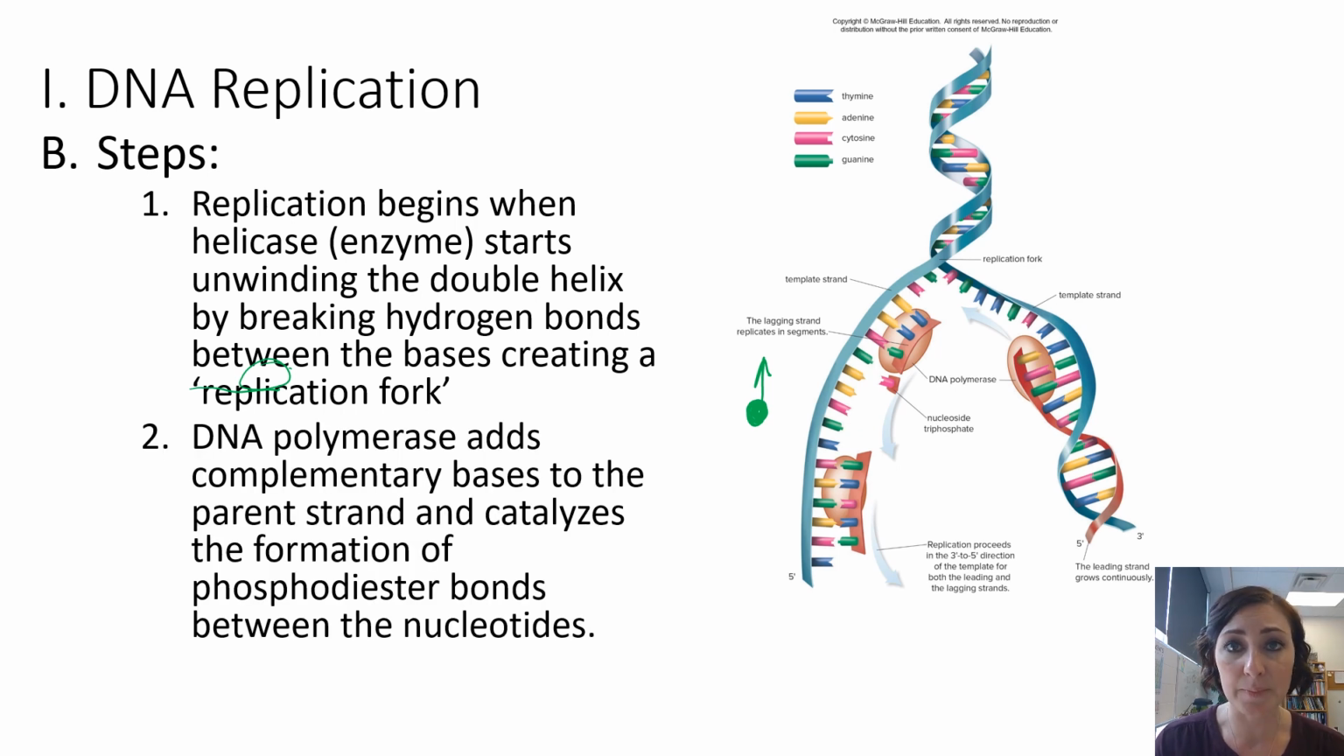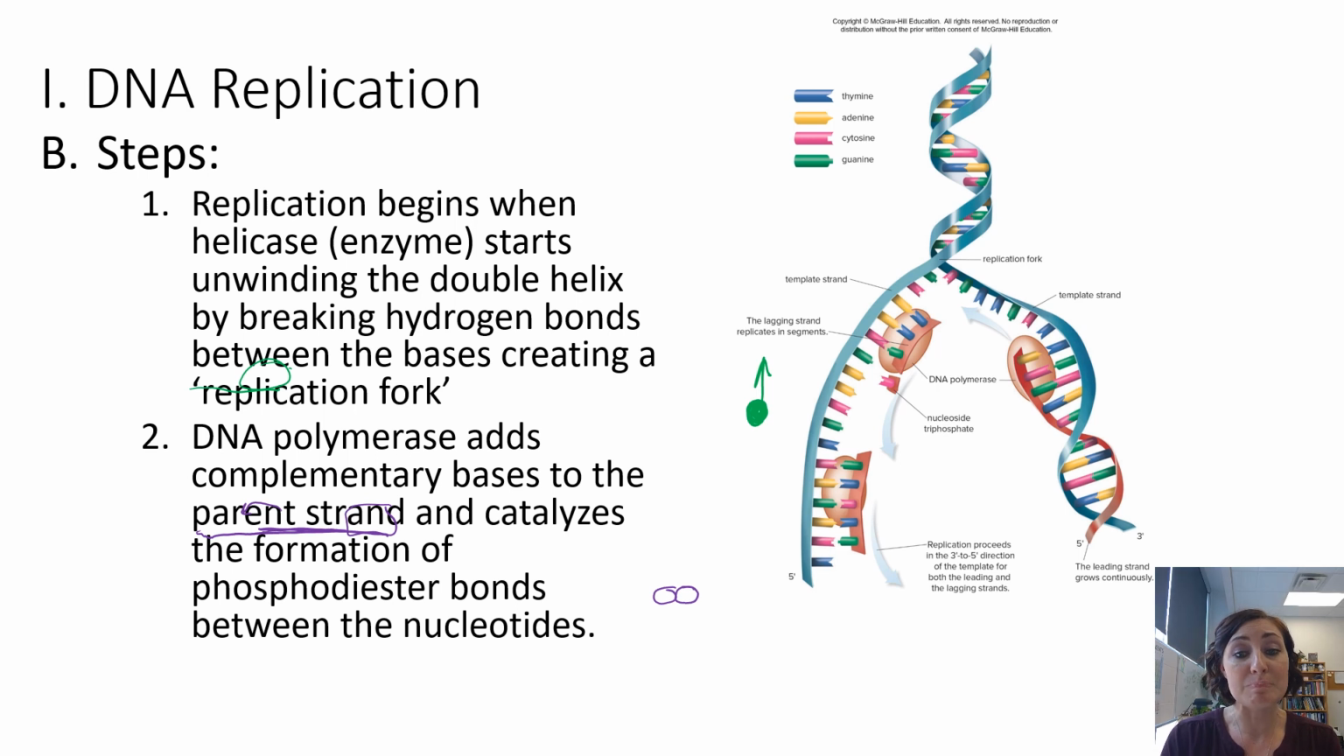The second step is to bring in an enzyme that can add DNA nucleotides to each of the parent strands. This enzyme is DNA polymerase, and looking at this name, we know it's an enzyme because it has that -ase ending, but then look at this. This is an enzyme that builds polymers of DNA. So DNA polymerase adds complementary nucleotides, complementary bases to the parent strand.